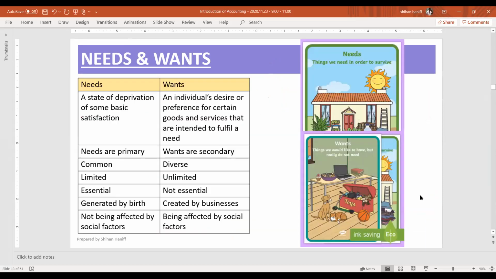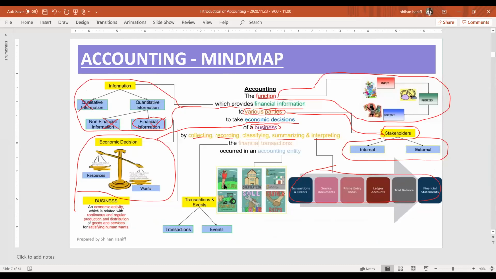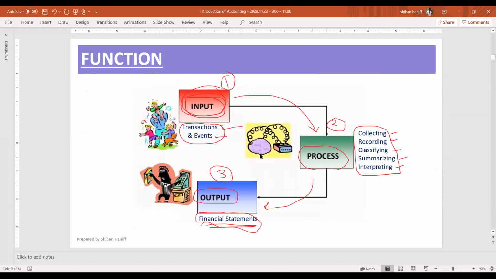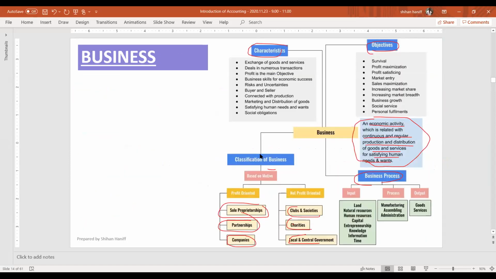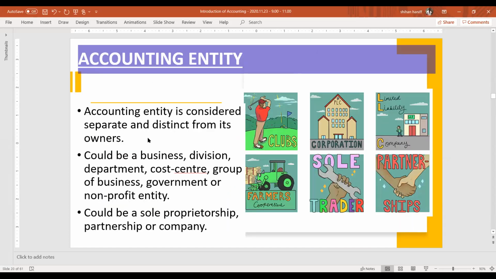Interpreting financial transactions for business by collecting, recording, classifying, summarizing, interpreting. The financial transactions. Transactions which have a financial value. So already we studied what is meant by a transaction. Occurred in an accounting entity. So we need to know what is meant by this entity. Accounting entity.